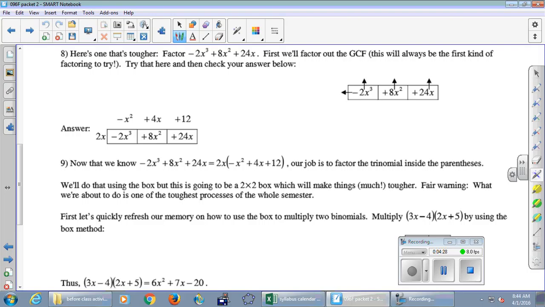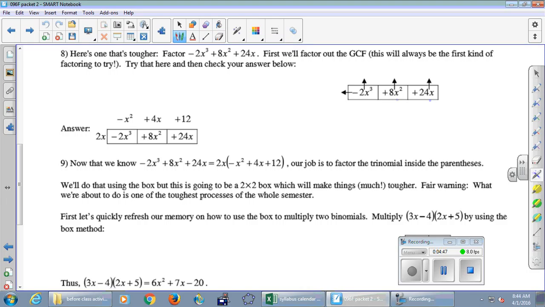First, we'll factor out the GCF, greatest common factor. This will always be the first kind of factoring to try. At the moment, it's the only kind of factoring, but even though we're going to have all these pretty new tools pretty soon about factoring, that's always going to be the first thing to do. So let's give it a shot. Here's the original problem, -2x cubed plus 8x squared plus 24x.